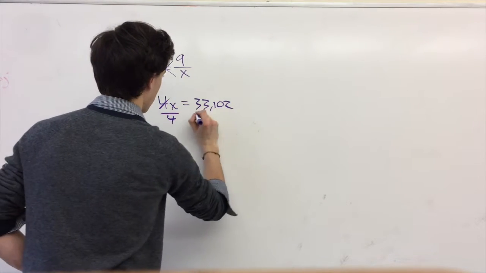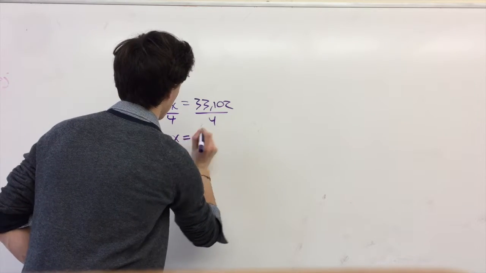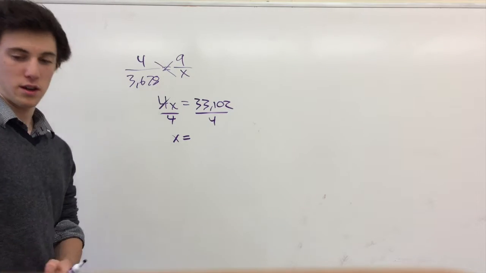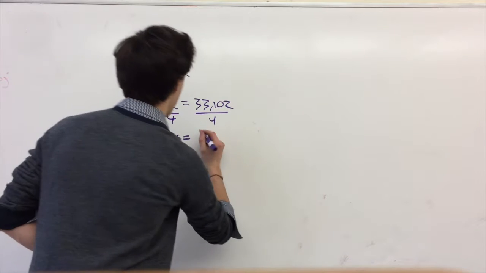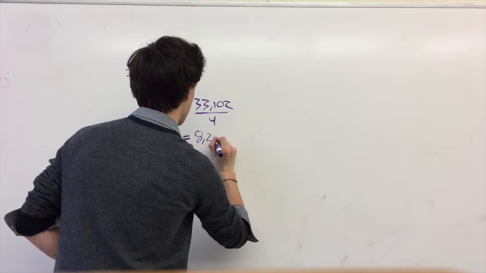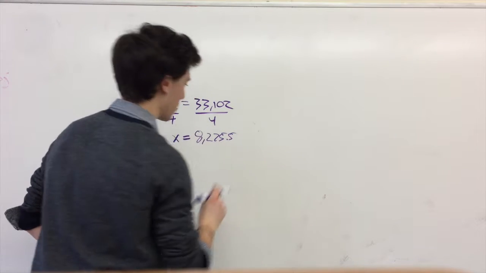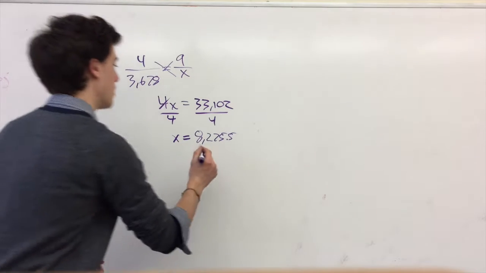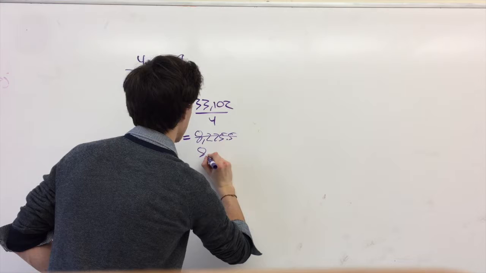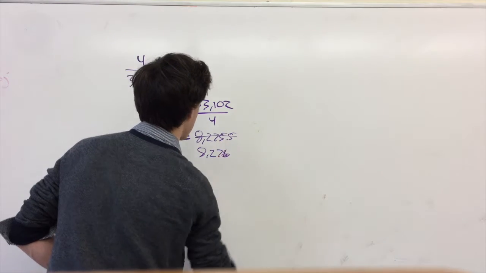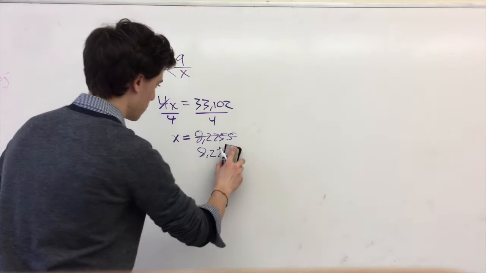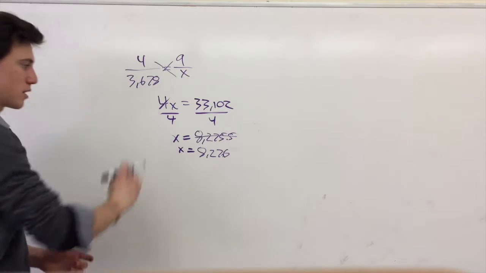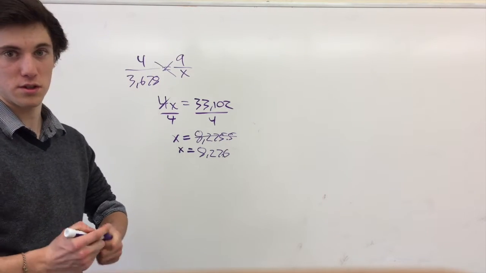Divide by 4, also divide by 4. x equals whatever 33,102 divided by 4 equals, 8,275.5. You'll round that, so you round it off, 8,276. This is a 0.5, so you're rounding up. That's x equals, so that's the total purchase price of all 9 bikes.